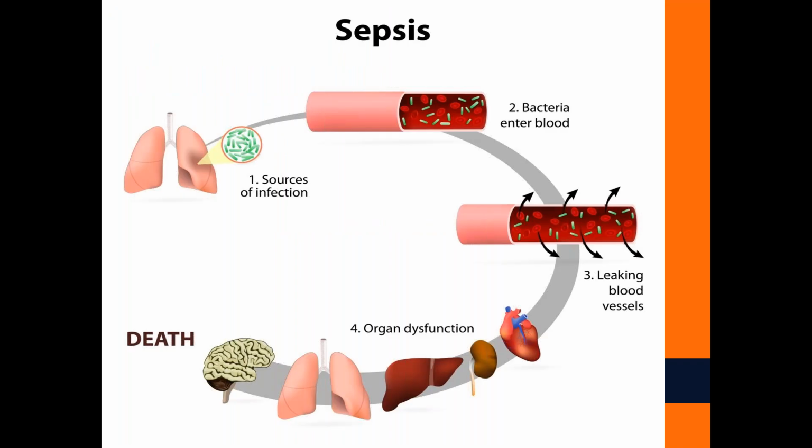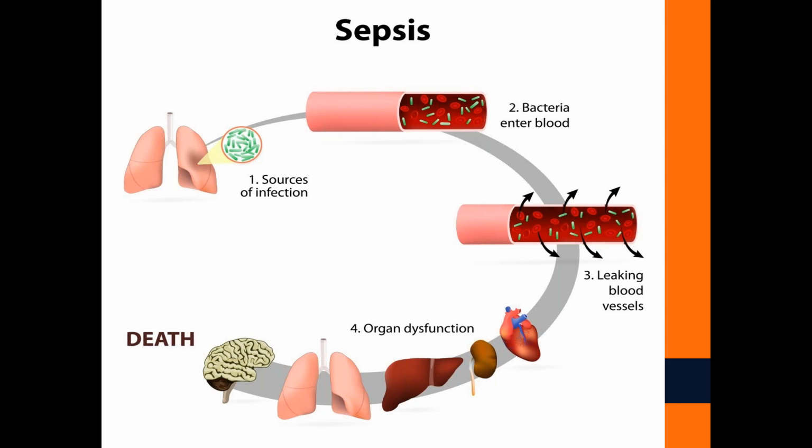Here's our route for our septic shock. So, number one, we have a source of infection. Eventually that infection gets out of control and gets into the bloodstream, and the bacteria in the blood will cause the vasculature to become leaky. It will also cause the vasculature to dilate.